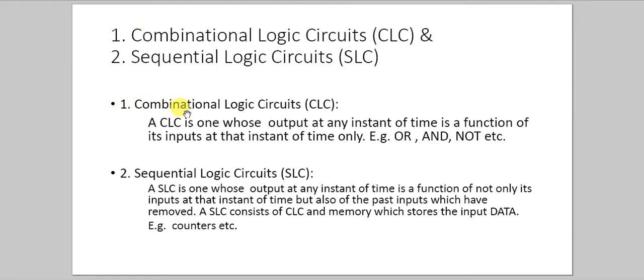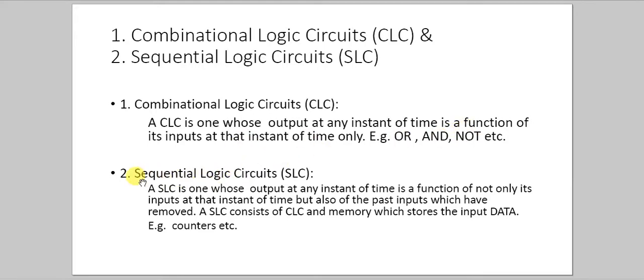A combinational logic circuit, CLC, is one whose output at any instant of time is a function of its inputs at that instant of time only. For example, OR, AND, NOT, etc. These are examples of the OR gate, AND gate, and NOT gate, called the combinational logic circuits.